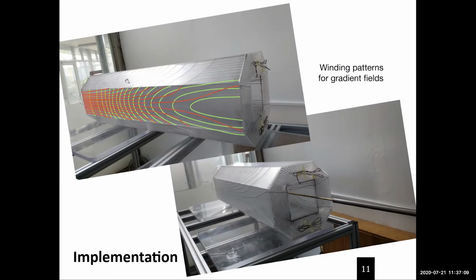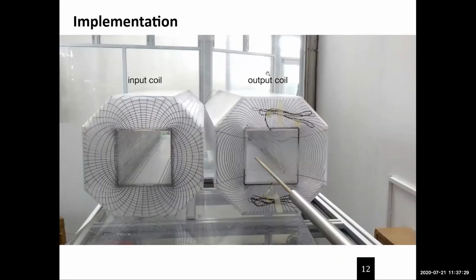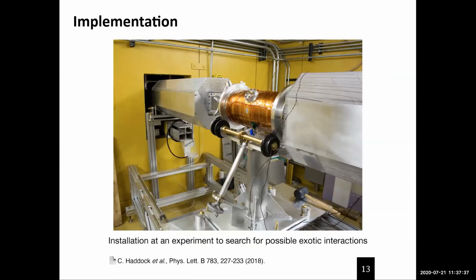And then you can see also perpendicular winding. This produces a vertical magnetic field that is strong on the end where the horizontal field is weak, and then this is weak at the beginning of the coil. So this is how we produce the input and output coil for the neutron spin rotation experiment.